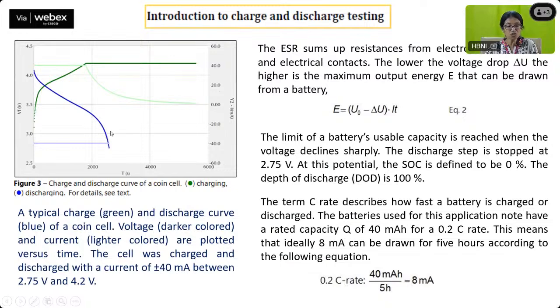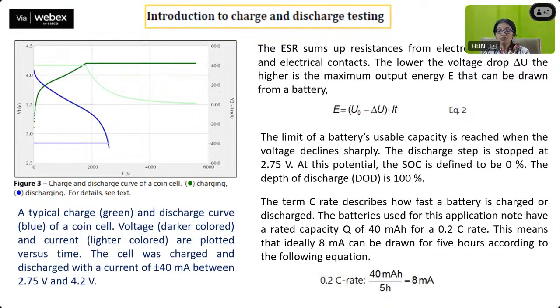The limit of a battery's usable capacity is reached when the voltage declines sharply. As you can see over here, when it is sharply declining, that means the usable capacity has been drawn up completely. So the discharge step is generally stopped at around 2.75 volts in the case of a lithium-ion battery. At this potential, the state of charge is defined to be 0% and the depth of discharge is 100%.